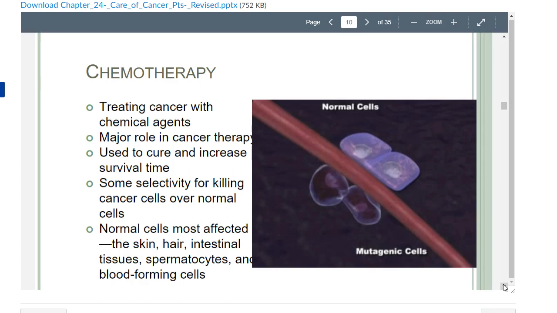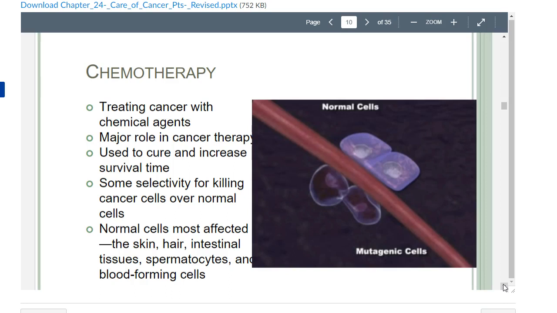We know chemo is a toxin. It treats cancers with chemical agents. It's one of the major roles in cancer therapy. Sometimes it can cure and increase survival time. Some selectivity for killing cancer cells over normal cells. And remember, those normal cells that are most affected by chemo are going to be the skin, the hair, the intestines, the spermatocytes, and the blood-forming cells that we've just talked about. Chemo will again damage DNA and interfere with cell division.